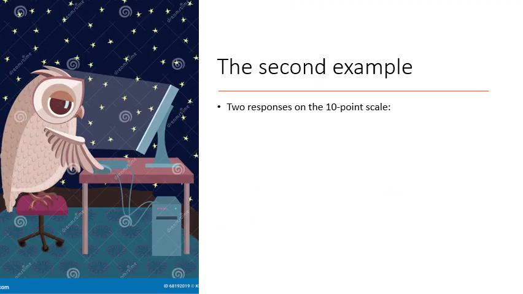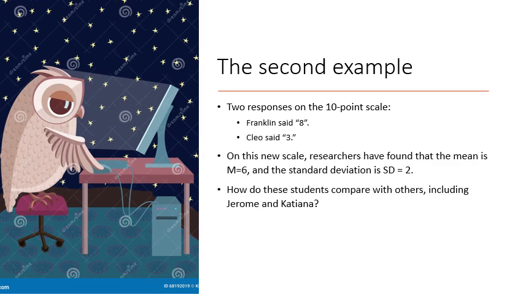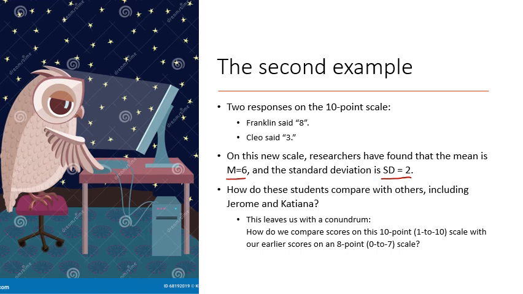So here's our example then, all laid out. We had 2 responses on the 10-point scale, Franklin and Cleo. On the new scale, the researchers found that the mean is 6 and the standard deviation is 2. So how do these students compare with others, including Jerome and Katiana? This leaves us with a problem. How do we compare scores on this 10-point scale with our earlier scores that were on an 8-point scale, ranging from 0 to 7? To answer this question, we have to do something called standardizing the scales.